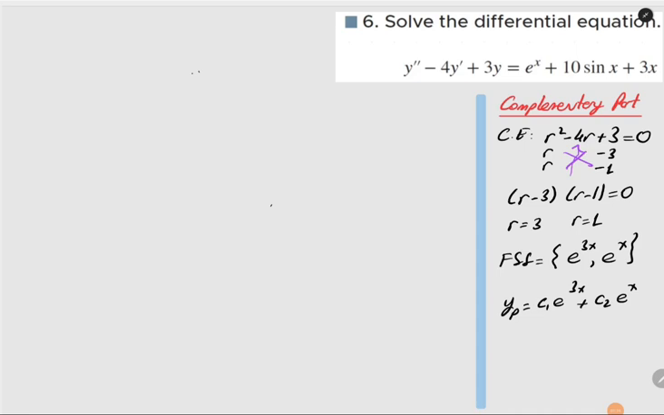So, what about the particular part? We start with an initial guess of the particular part using the function g(x). You see our g(x) is e to the x plus 10 sine x plus 3x. So, we start with our particular solution. Let's say y is equal to a times e to the x, plus, due to the fact that we have a sine term, b sine x plus c cosine x, and there is a first order polynomial here, and we replace it with dx plus e. This is y, and we need to differentiate it twice.